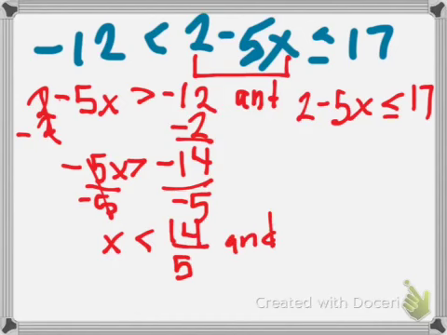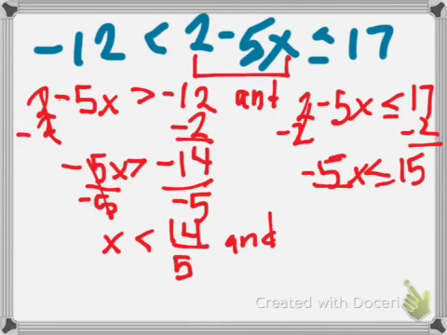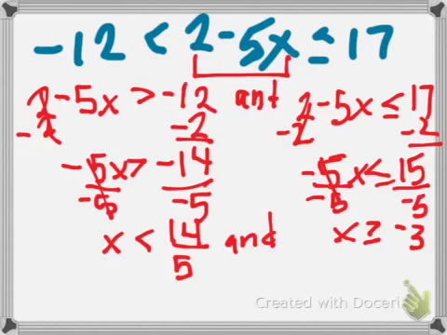And the second one, you're going to subtract 2, and you get 15. And you're going to divide by negative 5, and you get x is greater than or equal to negative 3. Okay, so if you were to graph this on the number line, x is less than 14 over 5, and x is greater than or equal to negative 3. First of all, negative 3 is smaller.